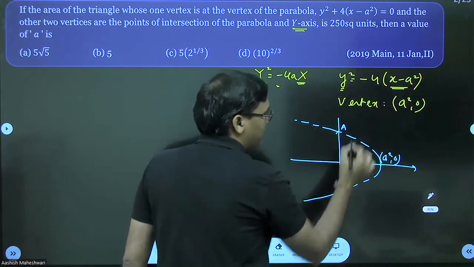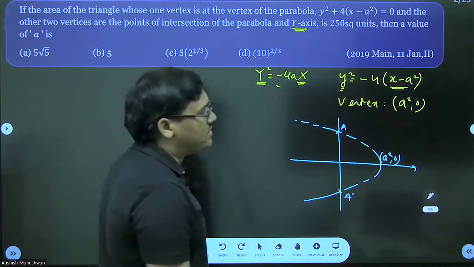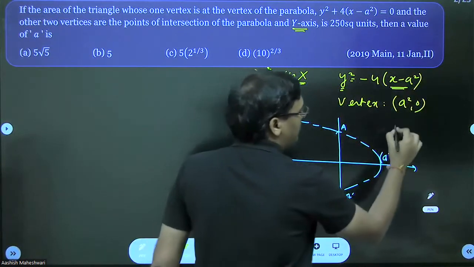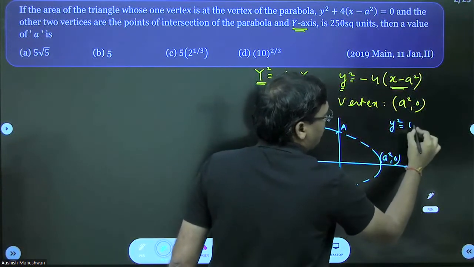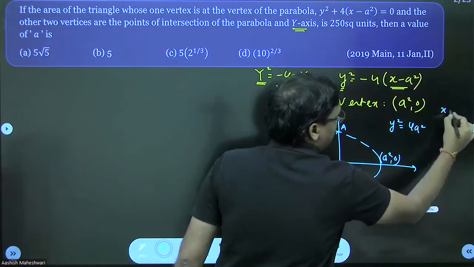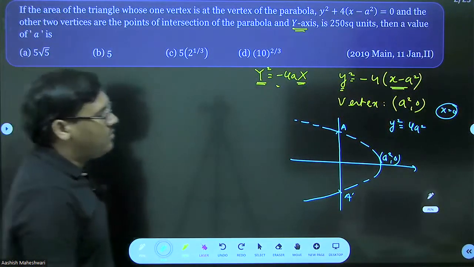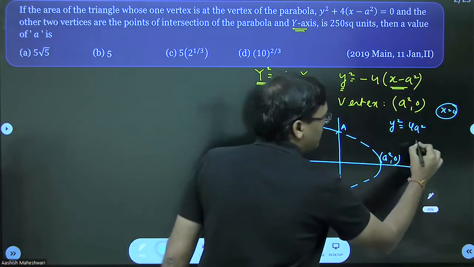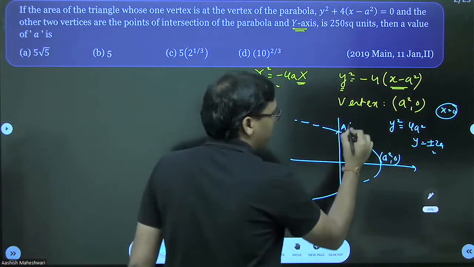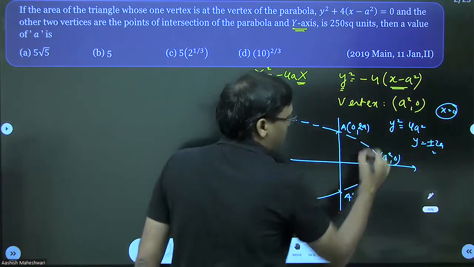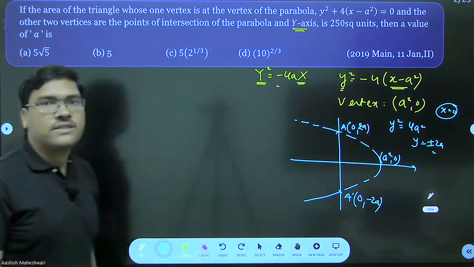These are the points of intersection of this parabola with the y-axis. Now, how can you get the points of intersection with the y-axis? Put x is equal to 0. If I put x is equal to 0, then y square is equal to 4a square. What we have done is put x equal to 0 for the point of intersection with the y-axis. Now, what is y? y is equal to plus minus 2a. So what are the points of intersection? This is 0 comma 2a, and this is 0 comma minus 2a. These are the points of intersection.